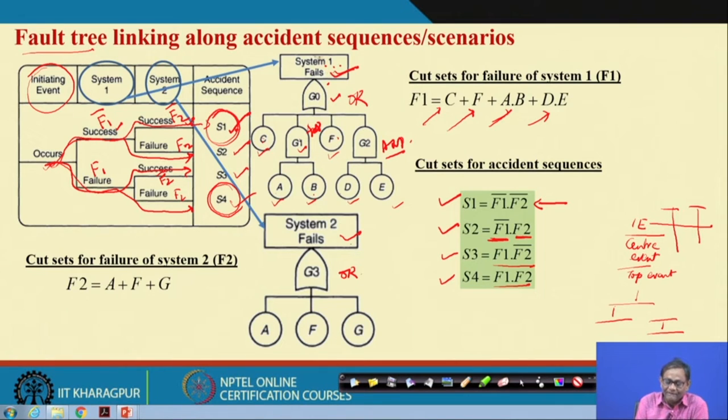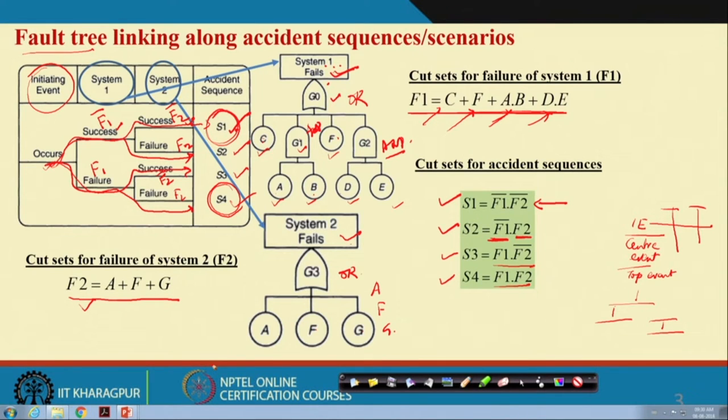This is basically the failure of system 1, which can be written in terms of cut sets for failure of system 1, like this. This plus symbol is nothing but union. Now, similarly for system 2, you can write, because it is basically an OR gate, A, F and G, that means the 3 cut sets are there, and in Boolean form we can write F equal to A plus F plus G.